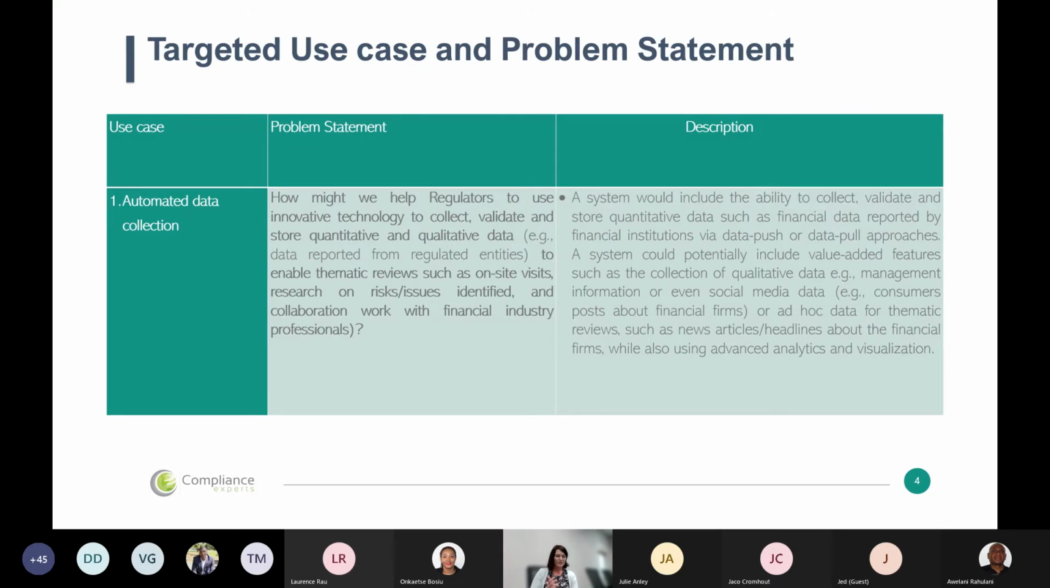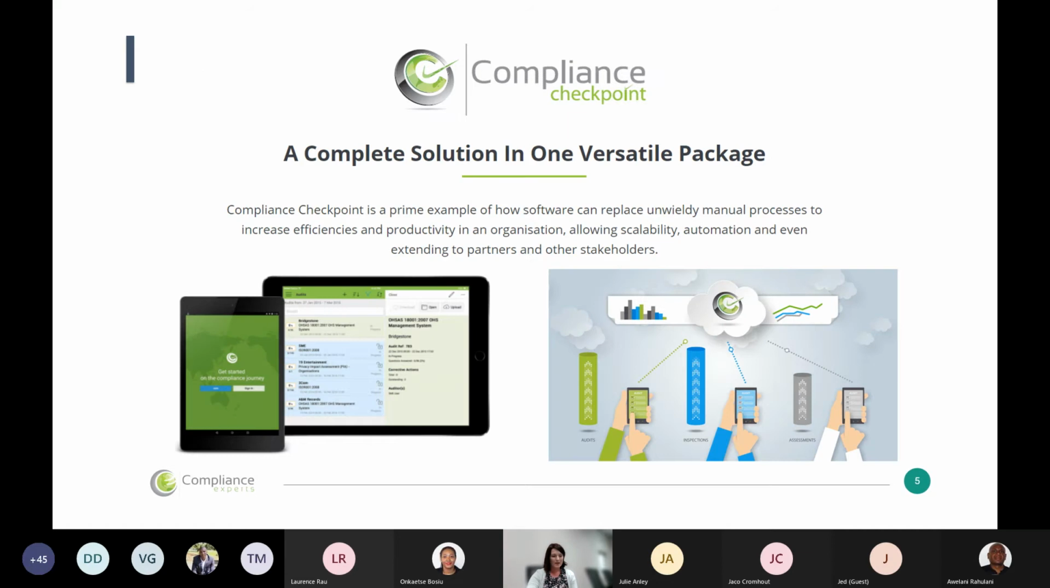For this hackathon, we've decided to focus on automated data collection, as we believe we can provide solutions for collecting, validating, and storing information from various sources, while also providing rich and valuable insights. Data is at the core of decision making, and we believe it can assist in highlighting certain trends that shape the industry. So let me introduce you to Compliance Checkpoint.